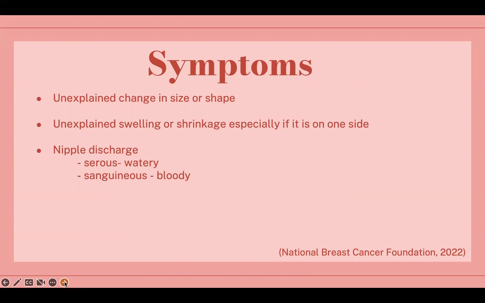These are more signs and symptoms of breast cancer: an unexplained change in size or shape, an unexplained swelling or shrinkage, especially if it is on one side, and then nipple discharge, and the two different types are serous and sanguineous. Serous is when the discharge from the nipple is watery, while sanguineous is when the discharge from the nipple is bloody.